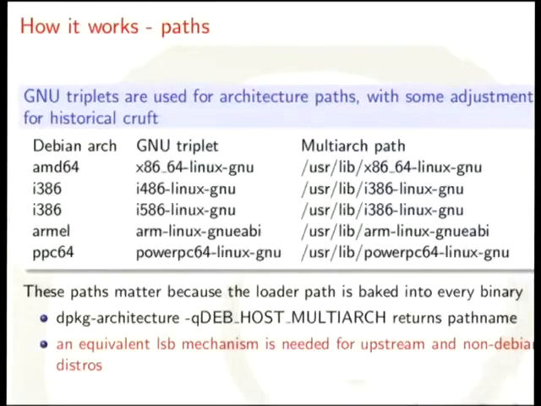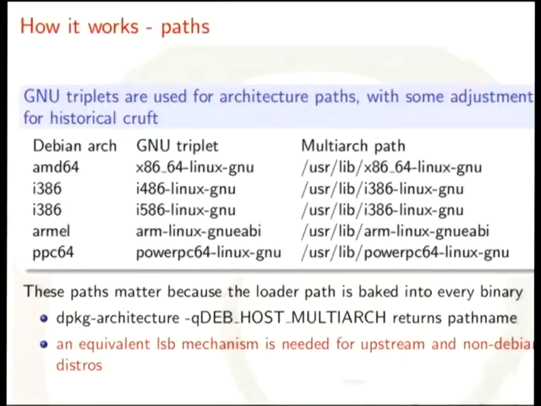A little bit about how it actually works. So we move libraries into qualified paths by architecture. Now, the only problem is that you have to pick a path. And you have to pick a path once and not change your mind later, because every single binary has the loader, the libc loader, well, any C binary, has the loader path baked into it. So you can't go around changing it afterwards because nothing will work.